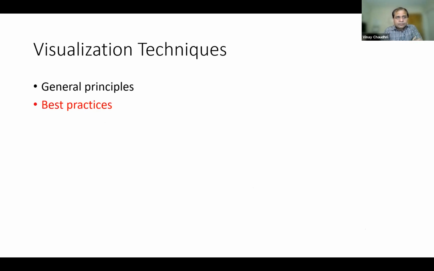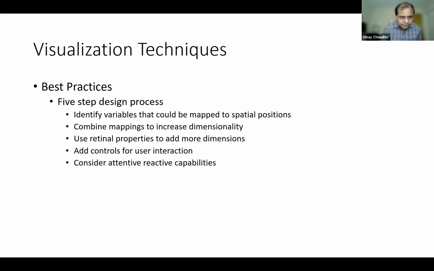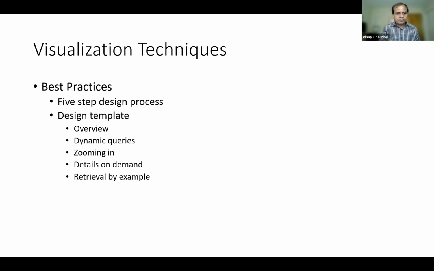All right, so those were some of the general principles we can use in designing these user interfaces. I'm now going to step through a few best practices. As a best practice, we can follow a 5-step design process in which our first step should be to identify which variables we are going to map to spatial dimensions. And then once we have figured out those basic things we want to show spatially, we have to see if we can add more information by combining the mappings so that we can increase the number of dimensions that are being displayed. Once we've done that, the next step is to choose colors to further accentuate and highlight pieces of information, and then add controls for user interaction and for attentive reactive capabilities.